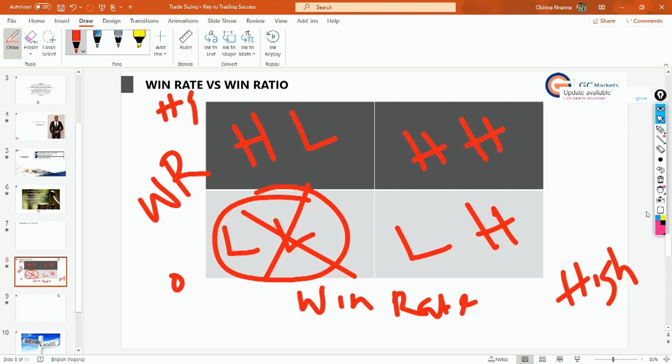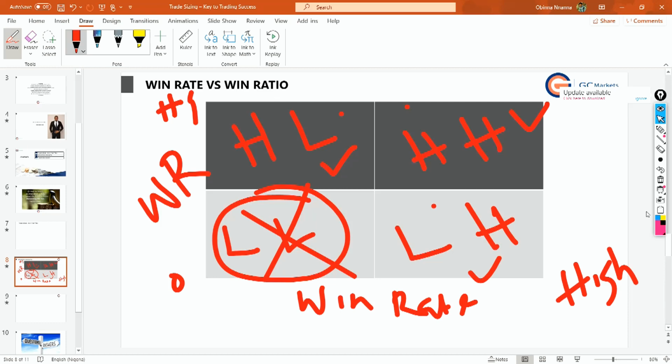Now, you can make money on this quadrant, and this is where we all strive to be. Now, you can make money on any of these quadrants, and that is the priority. So in this quadrant, you have a high win rate and a low win ratio. So it means you win about 80% of your trades, right? You win about 80% of your trades. So this is a high win rate and low win ratio.